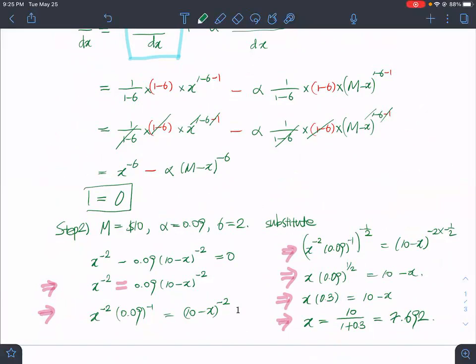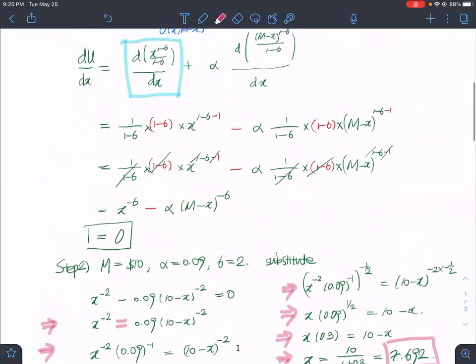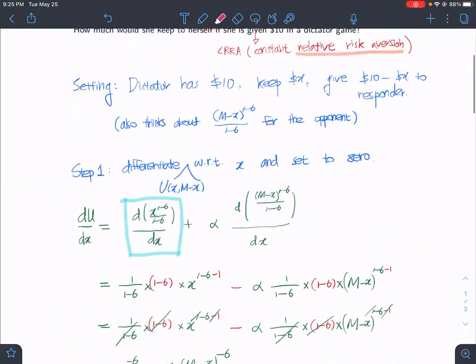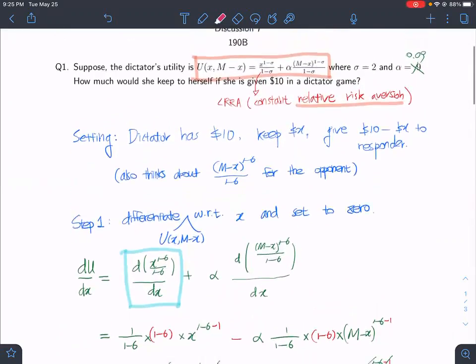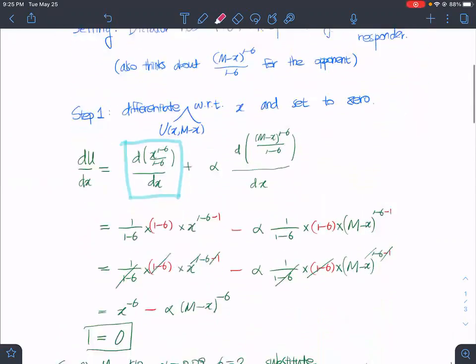So the dictator will keep $7.692 and then give the rest to the responder. If there are no other questions, then let me move on.